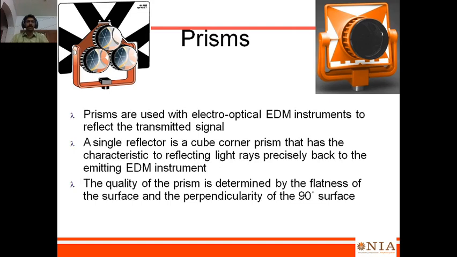Prisms are used with electro-optical EDM instruments to reflect the transmitted signal. A single reflector is a cube corner prism that has the characteristic of reflecting light rays precisely back to the emitting EDM instrument. The quality of the prism is determined by the flatness of the surface and the perpendicularity of the 90-degree surface.